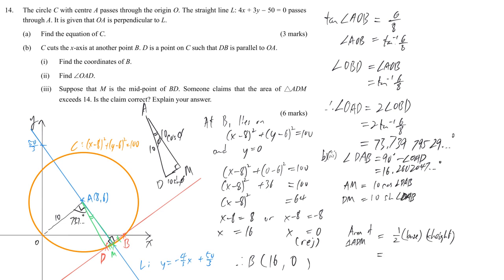We just put them together, so we have 100 divided by 2, times 50 sine angle DAB cosine angle DAB. Then we just use our calculator. The answer is 13.4, correct to 3 significant figures. It's impossible to exceed 14, so that's why the claim is wrong, the area is less than 14. Therefore, we don't agree.